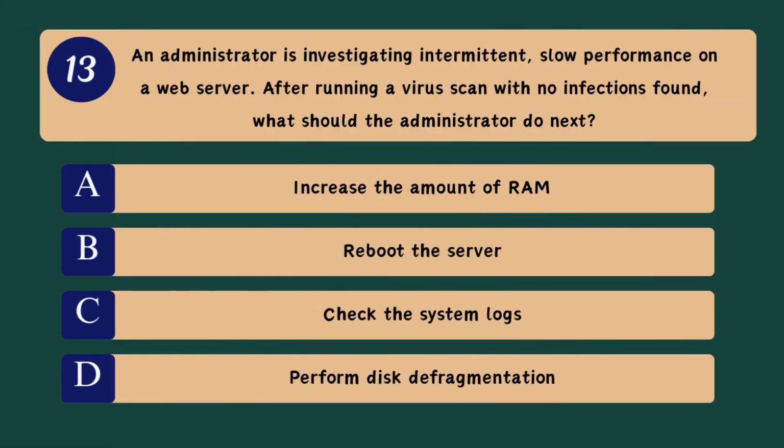Question 13. An administrator is investigating intermittent, slow performance on a web server. After running a virus scan with no infections found, what should the administrator do next? A. Increase the amount of RAM. B. Reboot the server. C. Check the system logs. D. Perform disk defragmentation.